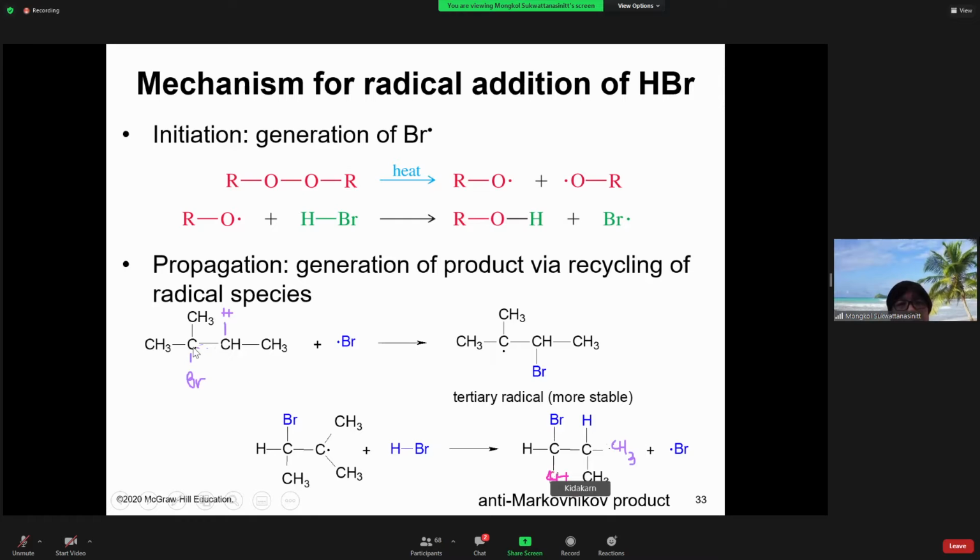So can you see these two compounds have different positions? In this one, the bromine goes to the carbon that has more hydrogen, and the hydrogen goes to the carbon that has no hydrogen. In this one, the hydrogen goes to the carbon with hydrogen, and the bromine goes to the carbon without the hydrogen. So this one is the Markovnikov product, and this is the anti-Markovnikov product. Do you understand? Did I answer your question?